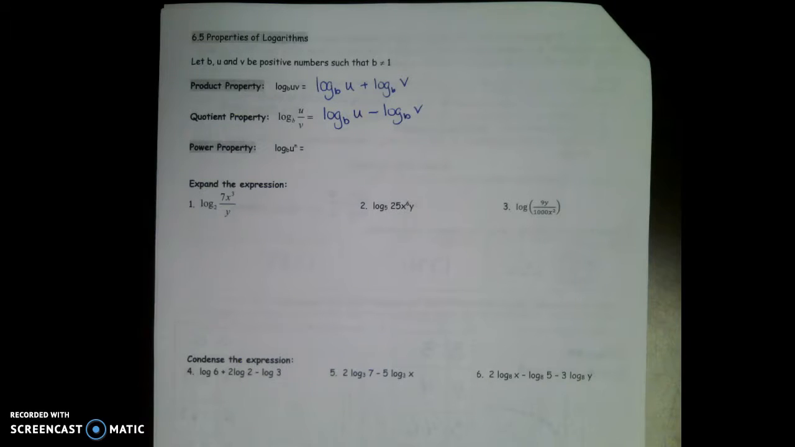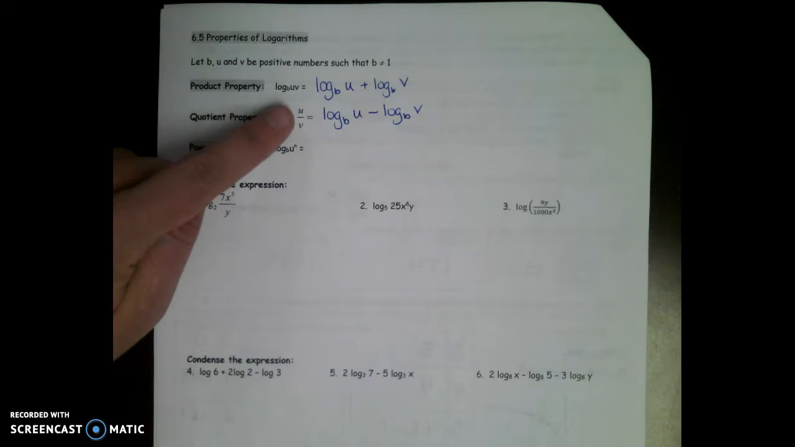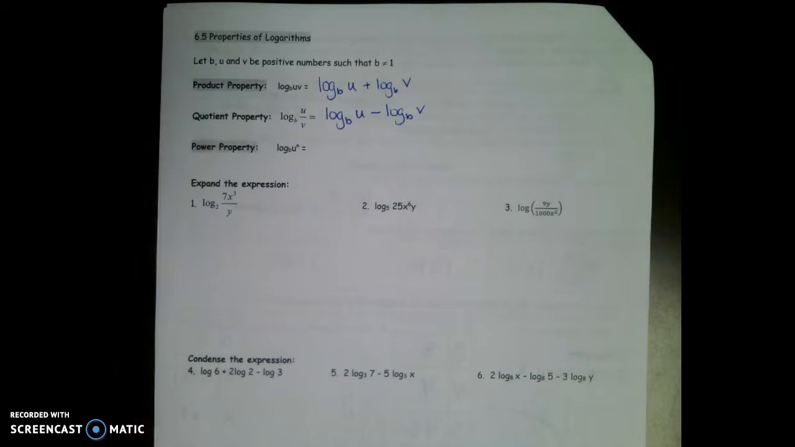These are definitely tied to properties of exponents. If you're multiplying the same base, you add the exponents. If you're multiplying inside a log, you split it up and you add the logs. If you're dividing with the same base, you subtract the exponents. If you're dividing inside of a log, you split it up with subtraction.